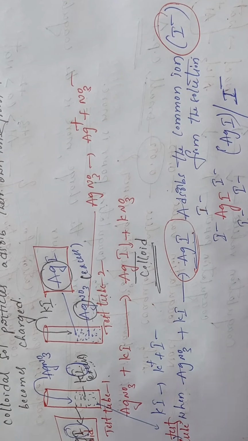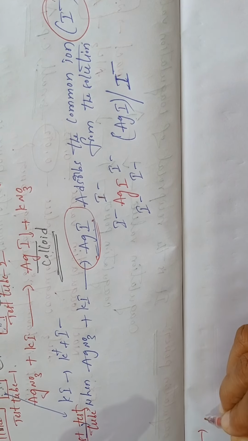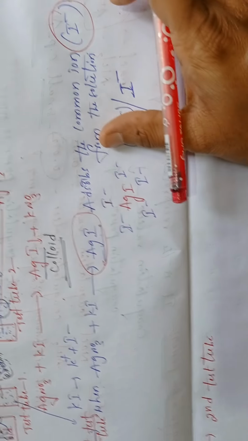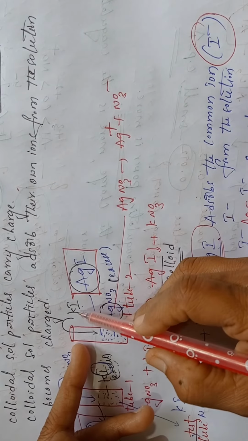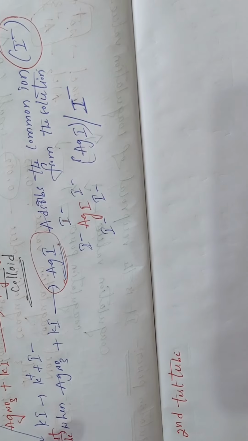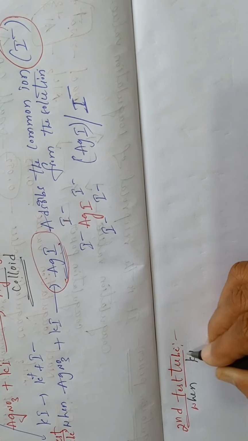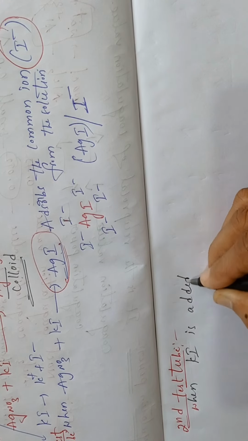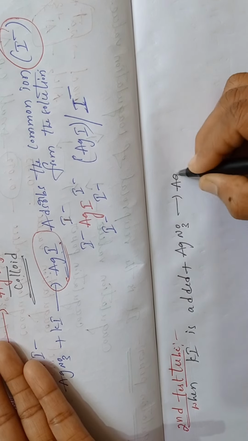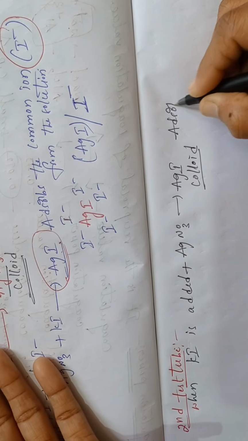Now I'm going to discuss the second test tube. See, students, in the second test tube, what happened? Silver iodide is formed. When potassium iodide is added to the silver nitrate solution, silver iodide is formed, correct? KI is added to silver nitrate and produces the silver iodide colloid.